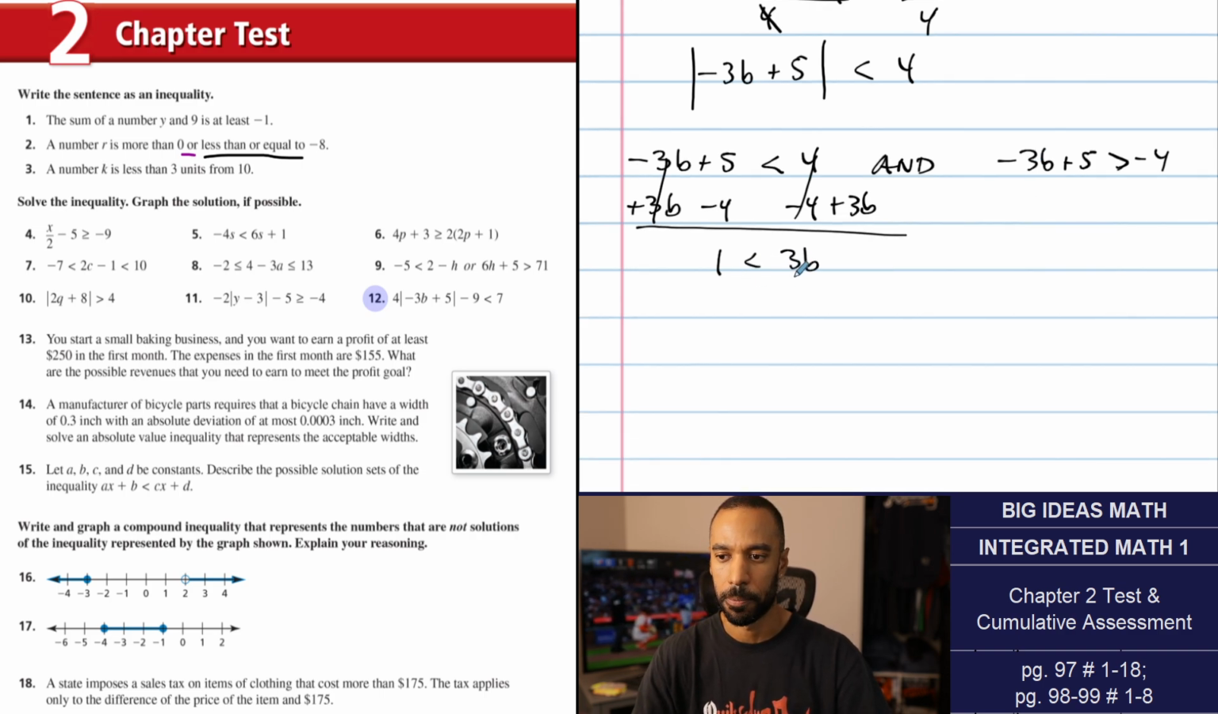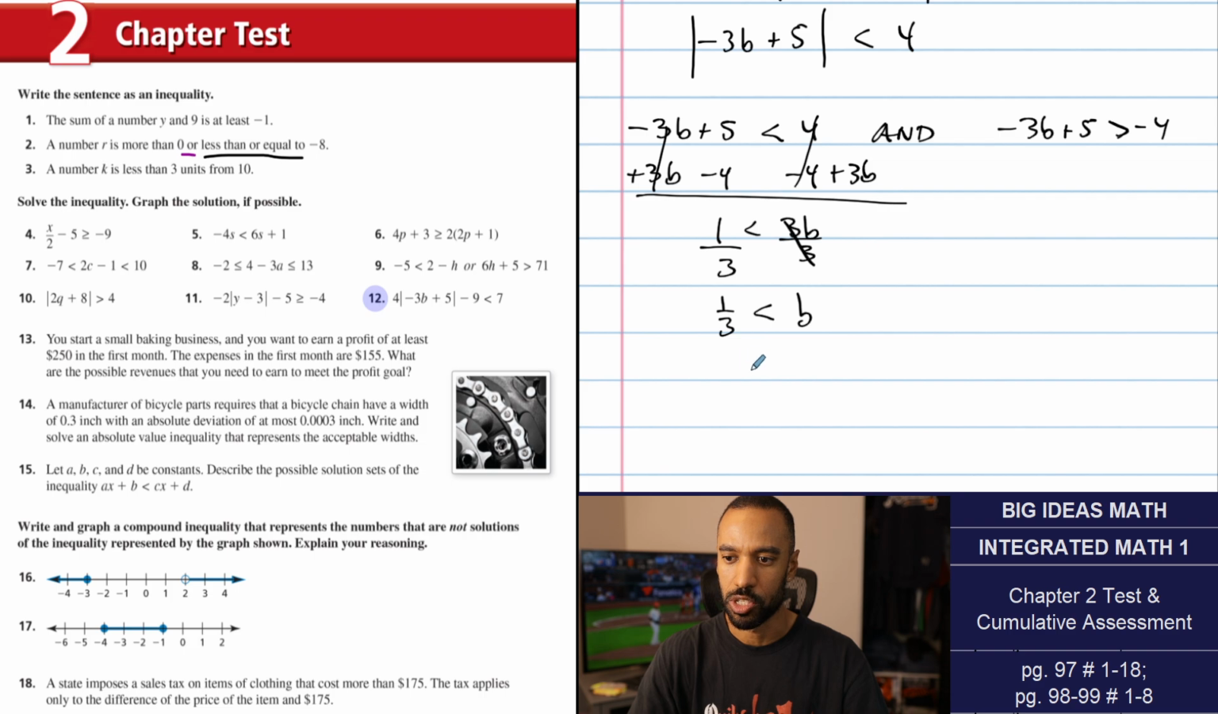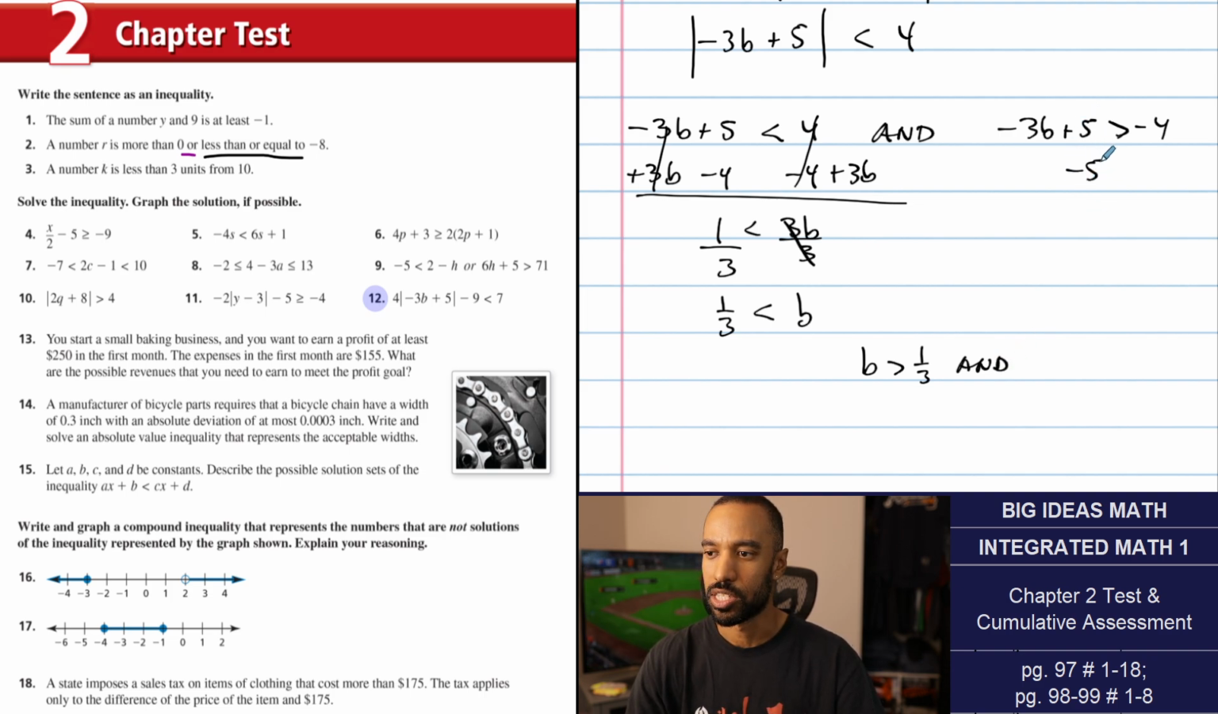But let's solve this one first. We'll divide both sides by 3, and we get 1/3 here and b. 1/3 is less than b, but you really want to write this as b is greater than 1/3 if you had it on its own. The thing is, though, I'm probably going to use this ultimately. You'll see what I mean. But b is greater than 1/3 and then we'll get this other one. So here, this time I'll subtract 5 from both sides.